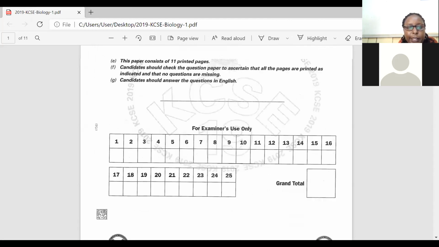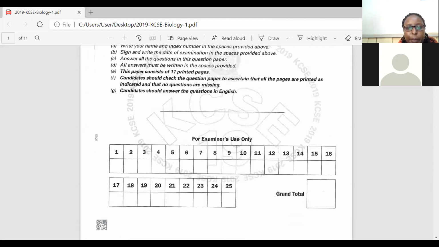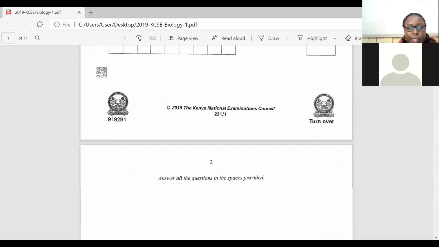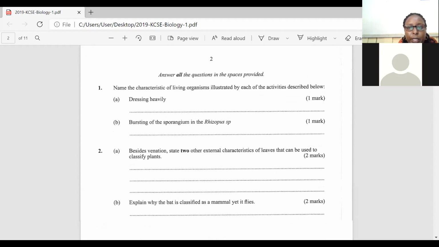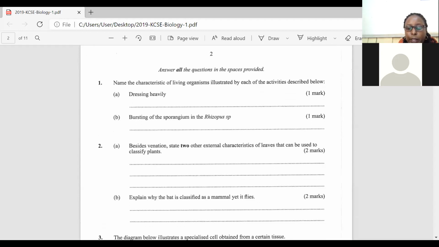That is last year's paper, and we had a total of 25 questions. And I've told you all questions are compulsory. So I'll guide you on some of the expectations which were to be met for the learner to score. We'll start with question one.